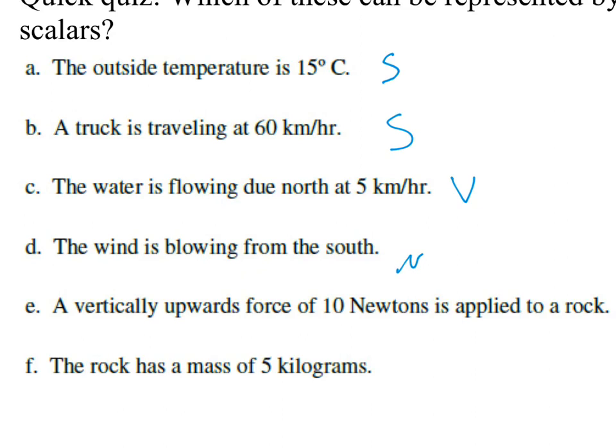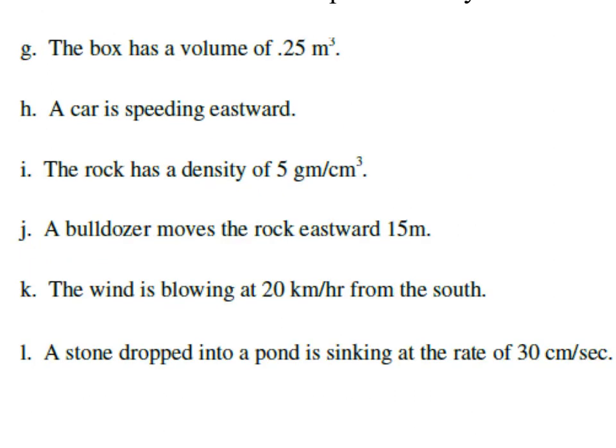And then E, this one's going to be a vector. It's upwards at 10 newtons. It's an amount, so there's a vector. On F, this one having a mass is just a scalar. But if we're talking about the weight of it, where the direction is down, that could be a vector. G, the box has a volume. That's just a scalar. There's no direction on it. H is neither. It has a direction, but no magnitude to it. I is also just a scalar, no direction.